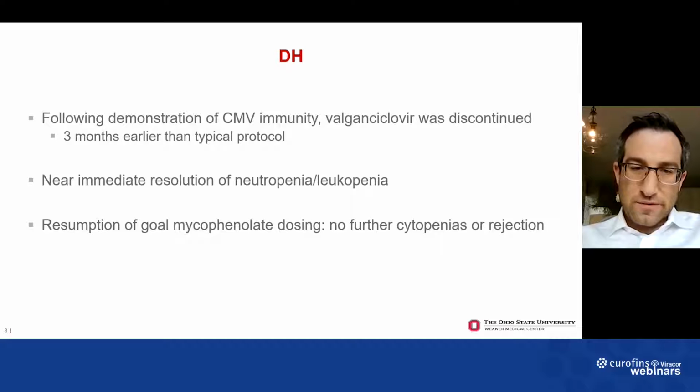Following demonstration of CMV immunity, Valcyte was discontinued. Again, this was 3 months earlier than our typical protocol. Following this discontinuation, we had near immediate resolution of his neutropenia and leukopenia, and we were able to resume his goal mycophenolate dosing with no further cytopenias or evidence of rejection.